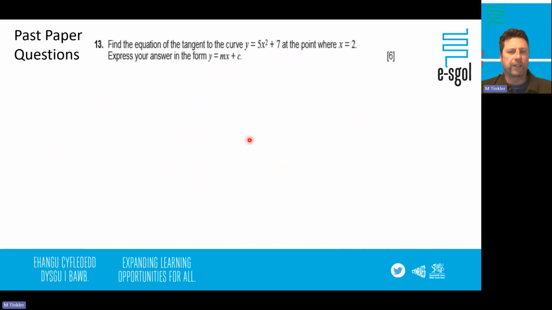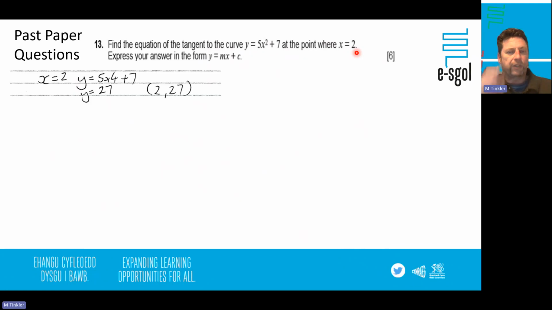Now, I'm just looking to see if I can see anything different about this question. Express your answer in the form y equals mx plus c. So that is a different format. I'd be ashamed to lose a mark when all it's to do with is just rearranging. So make sure you highlight that, underline that when you do this type of question. Again, just reading the question, find the equation of the tangent. Tangent's a straight line at the point where x equals 2. Only x equals 2, nothing about y. So x equals 2. I've substituted 2 in here. 2 squared is 4. 20 plus 7 is 27.